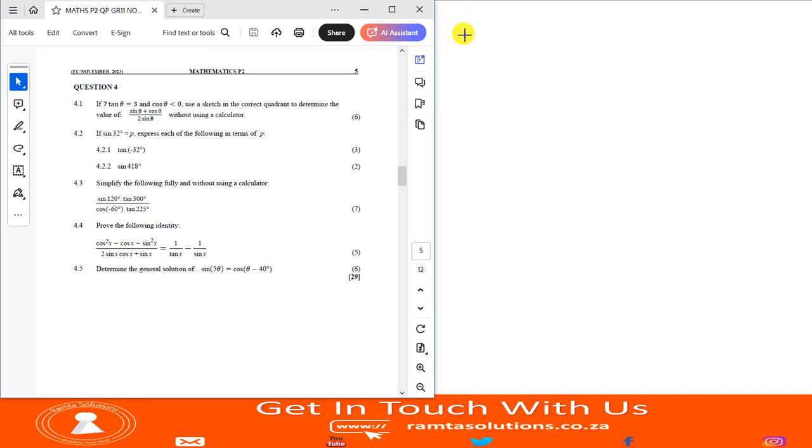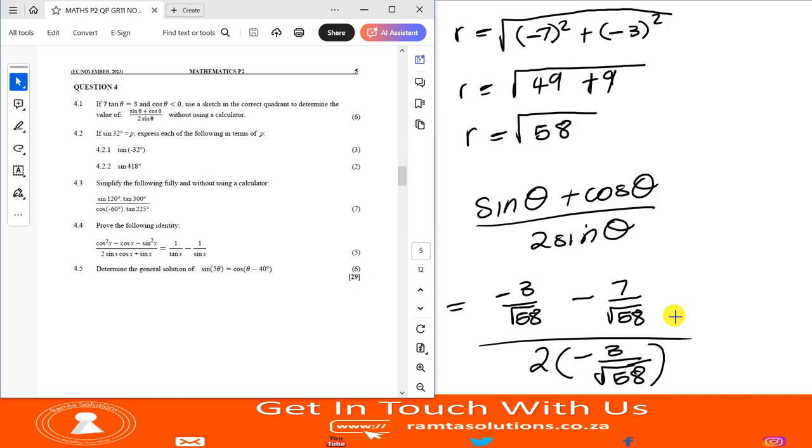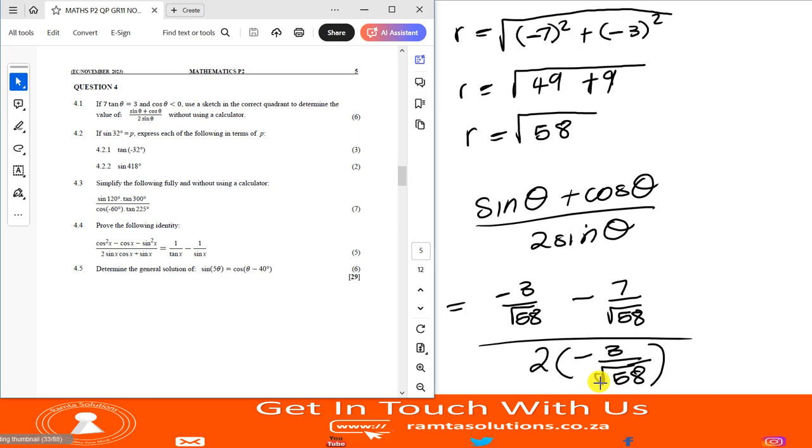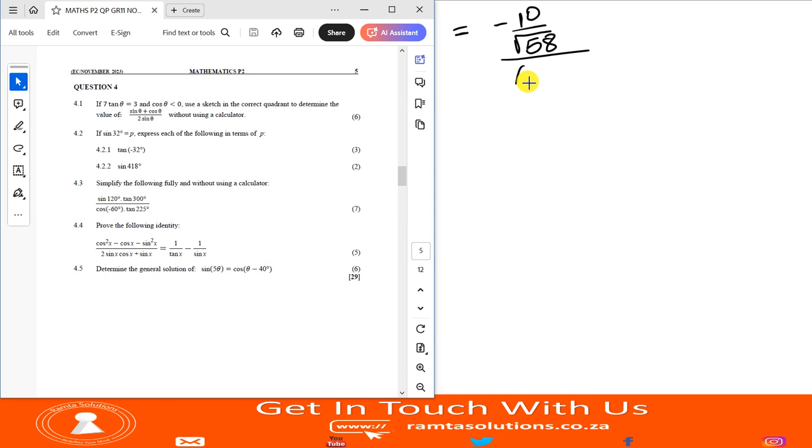So we have the numerator, the denominators are the same, so I will put them in a bracket. It'll be minus 7, minus 3, it'll be minus 10. So it is minus 10 over square root of 58. And the denominator, we have 2 times negative 3, which will be minus 6. It will be minus 6 over square root of 58.